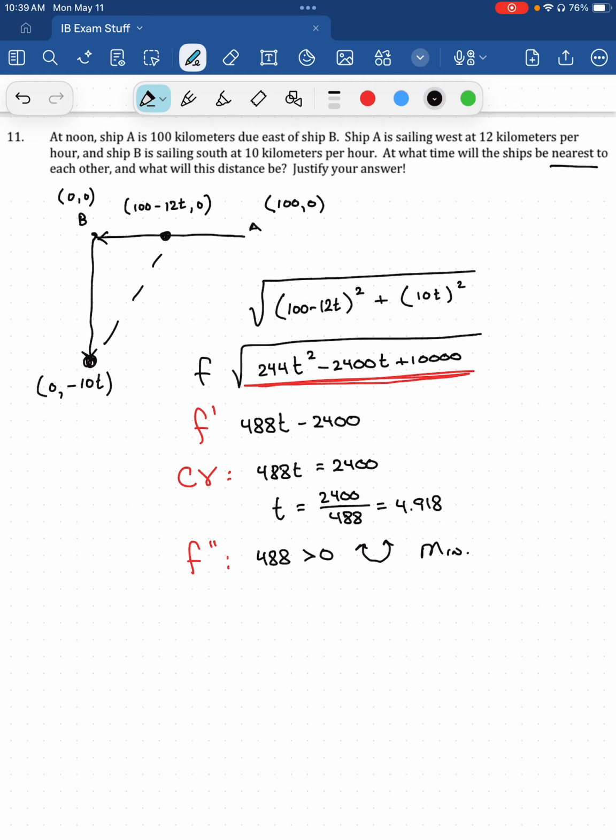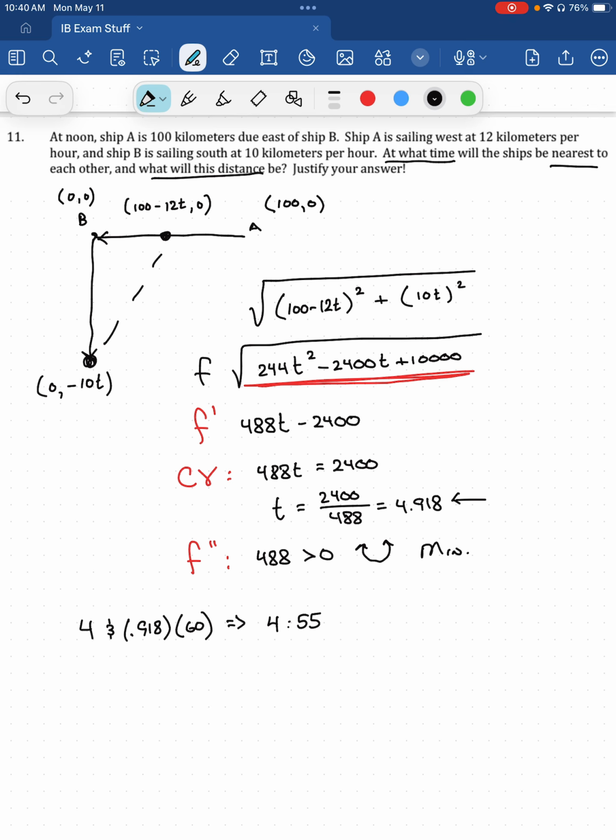Now, what it says is at what time and at what distance. So this part might be a little bit more complicated. This is how many hours after it left. So if it left at noon, it's 4 o'clock and however many minutes. So 0.918 is in hours, times 60 will give me minutes. 0.918 times 60 is about 55. So what that means is it was sitting at 4:55 closest to the other ship.